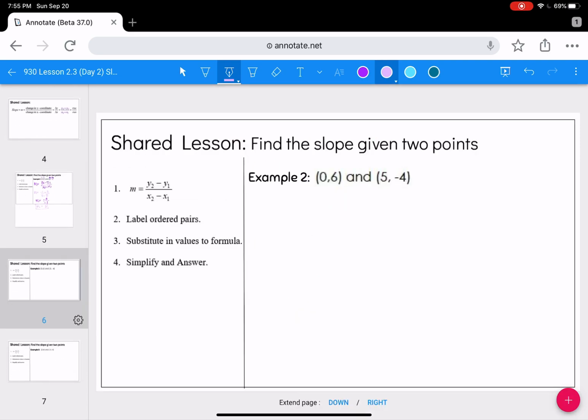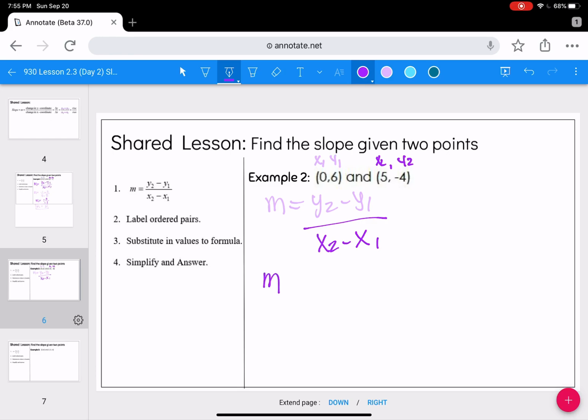All right, now we're going to head to slide 6. So we're going to be given 2 points again, and we're going to plug it into our slope formula here. So again, we have m is equal to y2 minus y1 over x2 minus x1. So I have x1, y1, and x2, y2 here. So again, start with labeling just so it's easy for you guys to plug it into the formula.